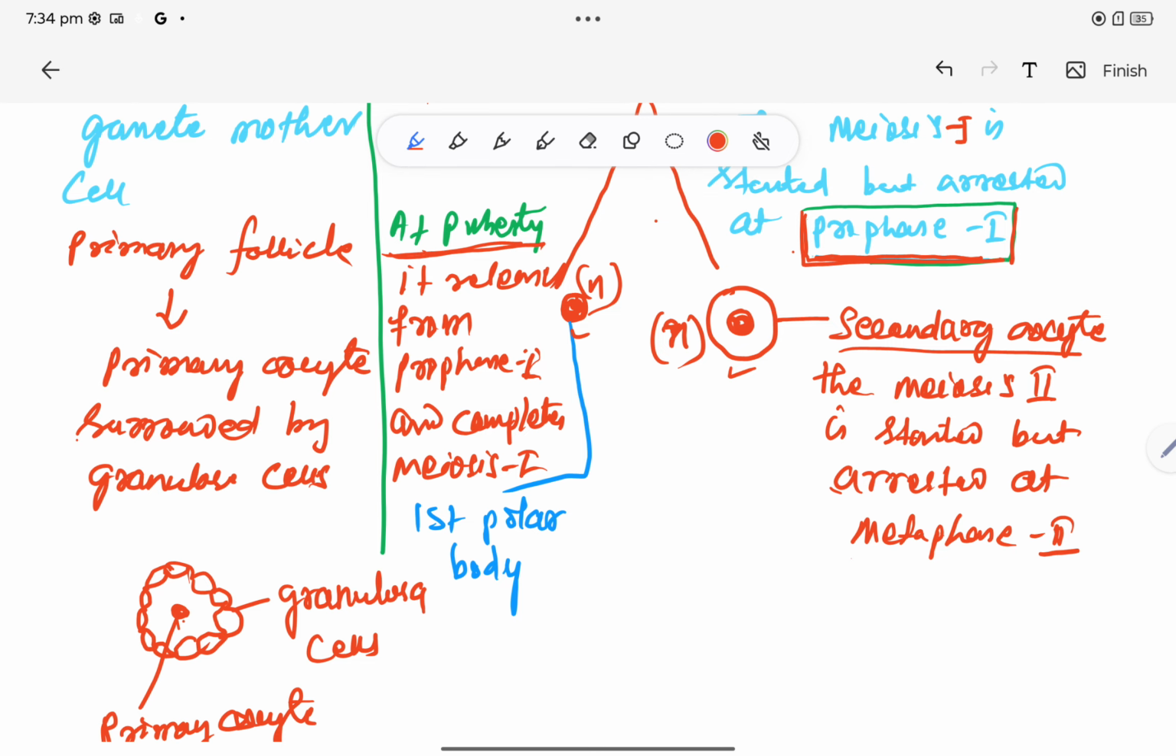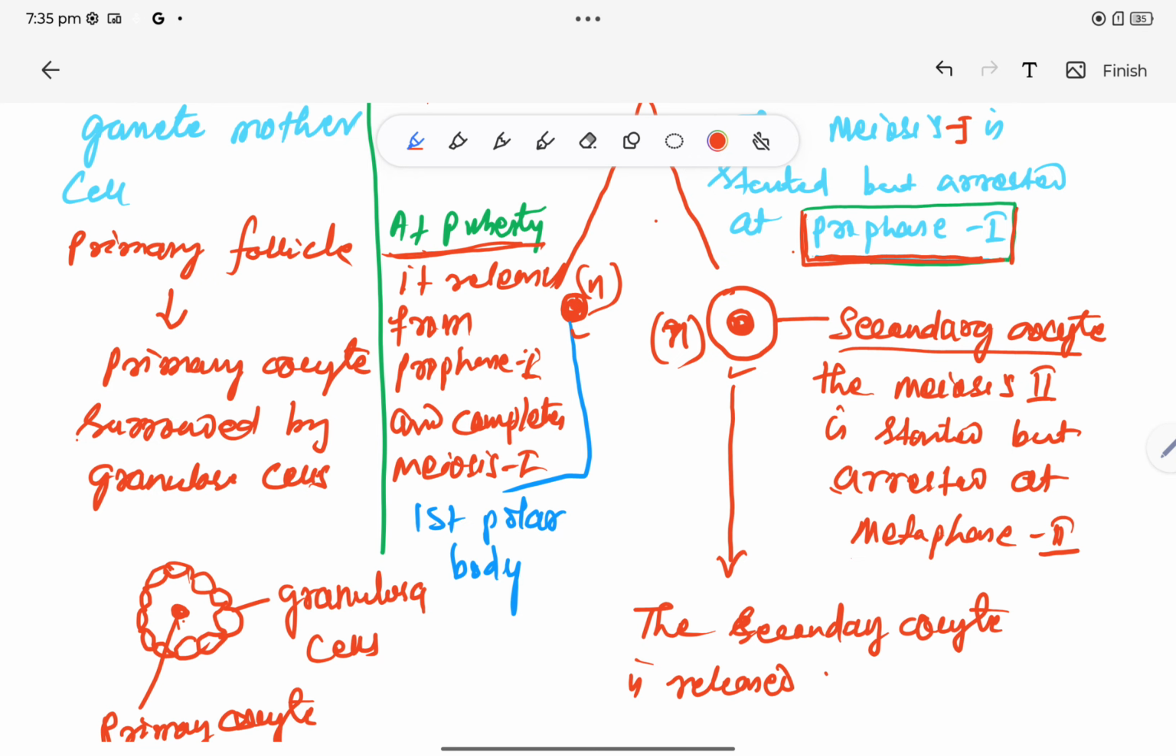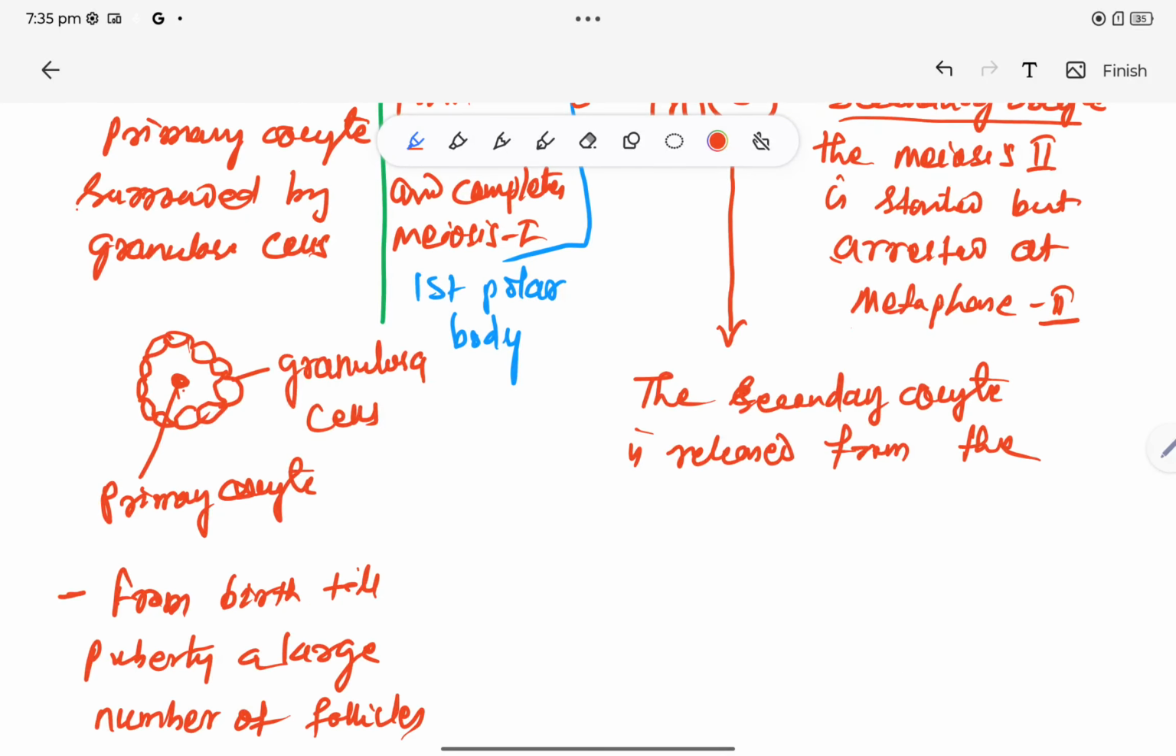दैट मीन्स मियोसिस 2 शुरू हो गया, बट मेटाफेज 2 में रुक गया. Now in this stage, the secondary oocyte is released from the ovary during ovulation.